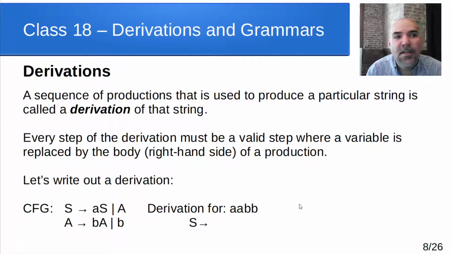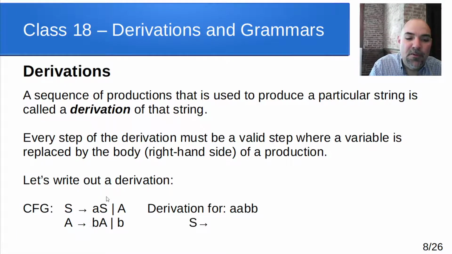So a derivation is kind of like tracking the sequence of what was used to cut, what variables were cut, and what was pasted in order to get to that particular string in the language. Every step in the derivation has to be some valid step where we're taking a variable on the left-hand side of a production and replacing it with the right-hand side of the production. All right, so let's write out a derivation.